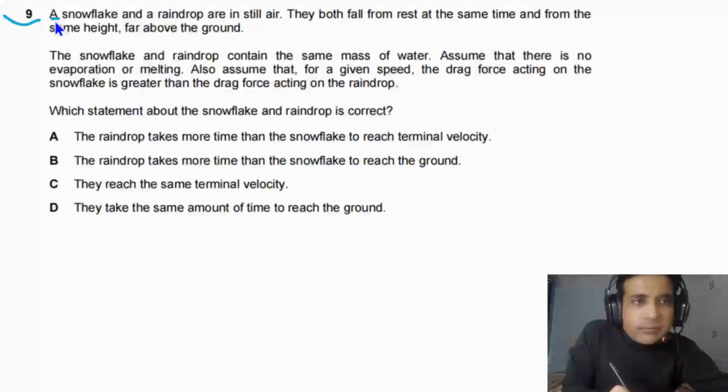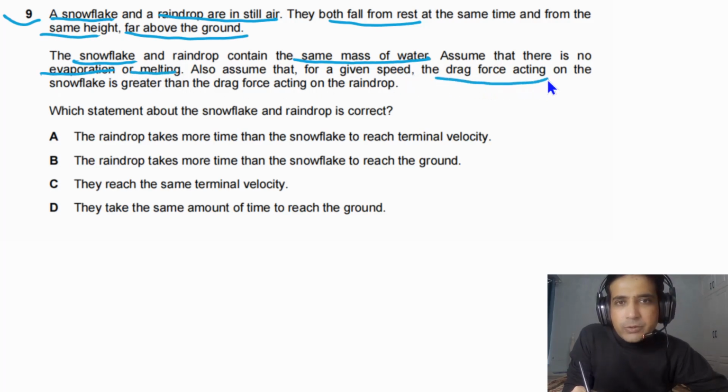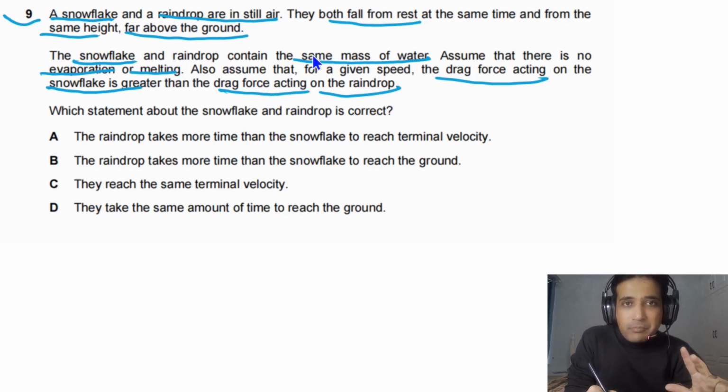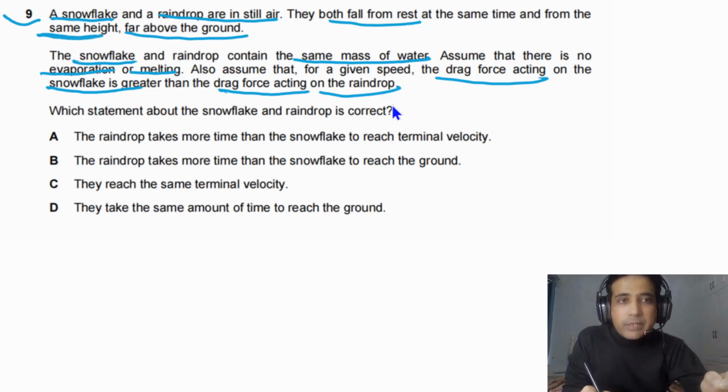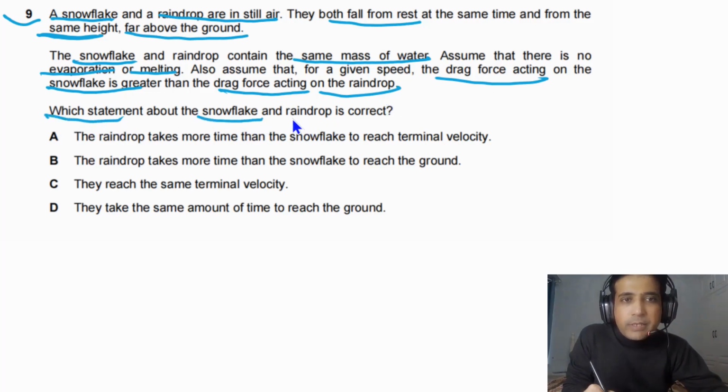For question number 9, it is given to us that a snowflake and a raindrop are in still air. They both fall from rest at the same time and from the same height far above the ground. The snowflake and raindrop contain the same mass of water. Assume that there is no evaporation or melting. Also assume that for a given speed, the drag force acting on the snowflake is greater than the drag force acting on the raindrop. So here, one thing we need to understand, they have the same mass and the same height, but the drag force on the snowflake is greater than on the raindrop. We need to find out which statement about the snowflake and raindrop is correct.